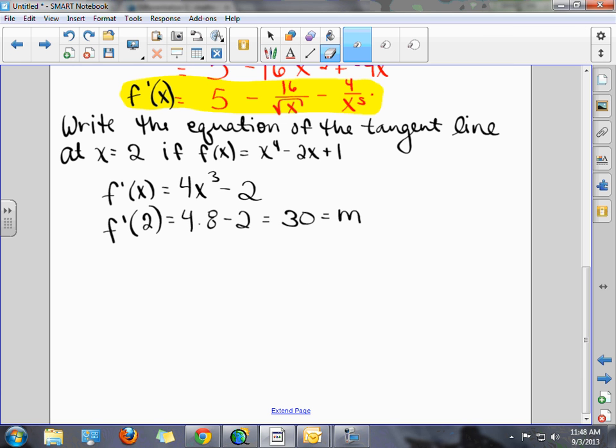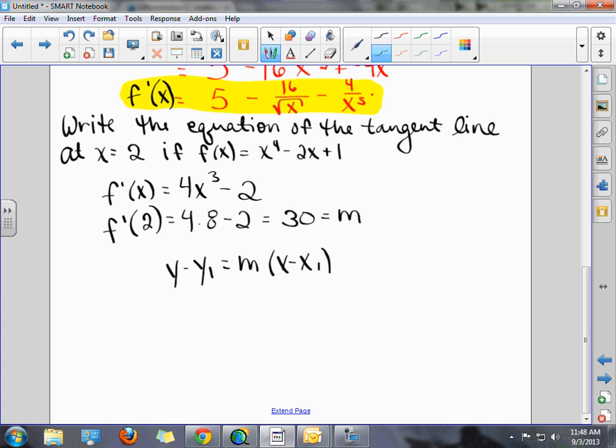And now I want to write the equation just like we did before. So I have y minus y1 is equal to m times x minus x1. So this is going to be y minus, I need my y1. I always forget that. So I know that I want f of 2. This is going to be my y value. So this is going to be 2 to the 4th minus 2 times 2 plus 1, which is going to be 13. Yep, 16 minus 4 plus 1.